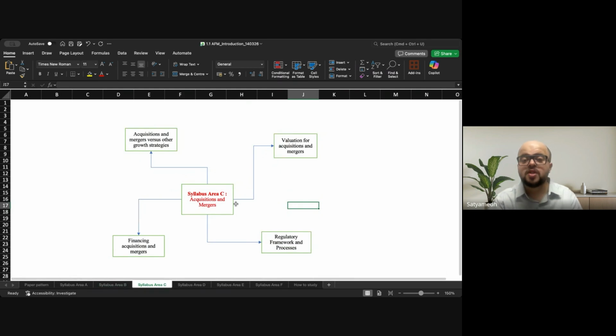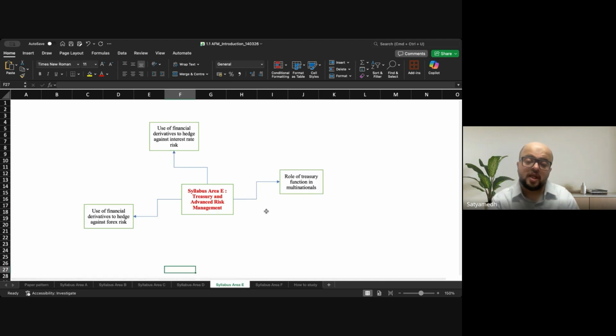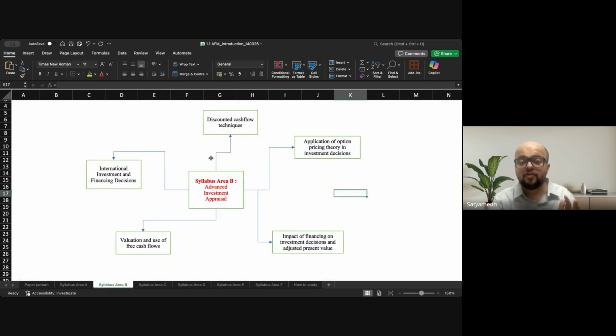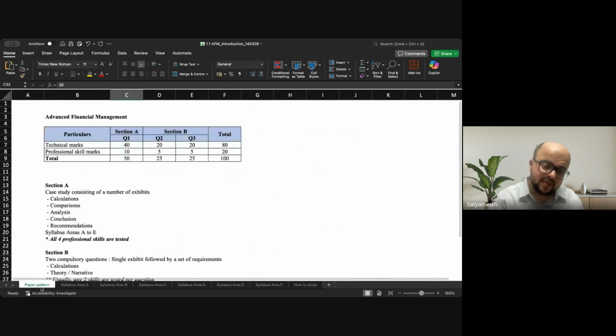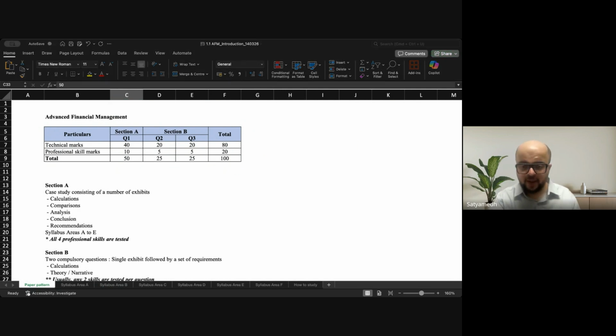Syllabus area C is mergers and acquisition, which will involve a good mix of theory and numerical both. Syllabus area D is corporate failure, internal reconstruction. Syllabus area E is treasury and advanced risk management. Okay, so these are your 5 syllabus areas. Every paper will have something or the other tested from advanced investment appraisal and syllabus area E, which is risk management. Other topics are, I mean, sometimes M&A will come, sometimes corporate failure will come, sometimes dividend will come. Different topics can be tested, but investment appraisal and risk management is there in all the papers.